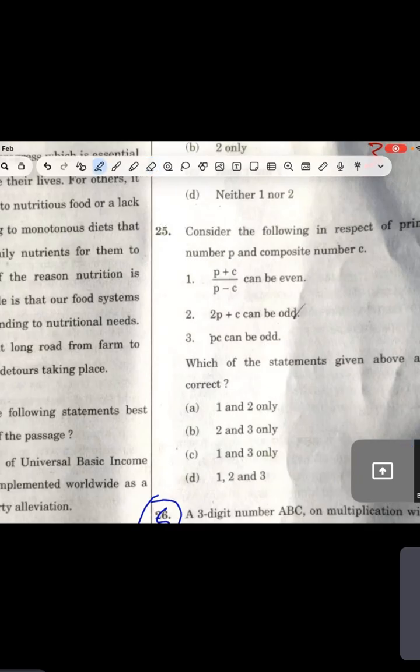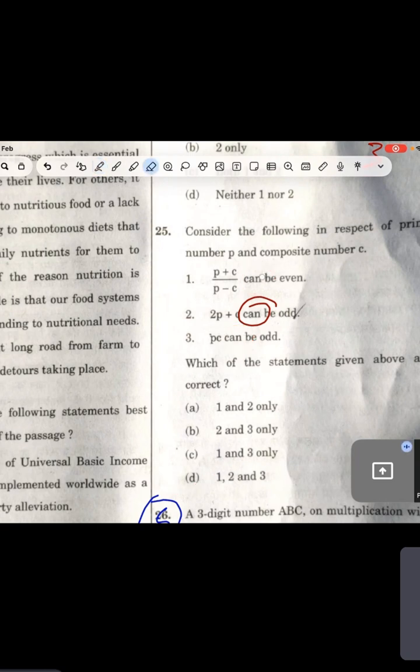Which one, Manish? 25. Consider the following in respect of prime numbers P and composite numbers C. See guys, P plus C. What I will do, because they have given "can be", I will mark all of them as right, because "can be" means if I prove it under only one circumstance, that will be right.